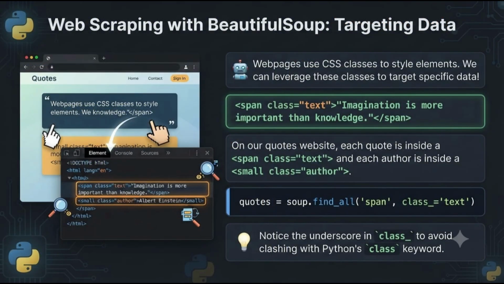Web pages use CSS classes to style elements, and we can leverage those classes to target specific data. On our quotes website, each quote is inside a span and each author is inside a small tag. Let's use soup.find_all('span', class_='text') to grab all quote boxes on the page effortlessly. Notice the underscore in class_ to avoid clashing with Python's keyword.